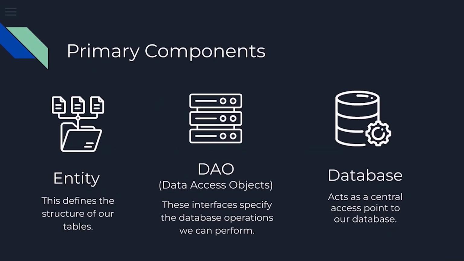Now let's explore the key components that make up Room database. There are three main components. Entity, this defines the structure of our database tables. DAO, data access object. These interfaces specify the database operations we can perform. And then we have database. It acts as the central access point to our database.